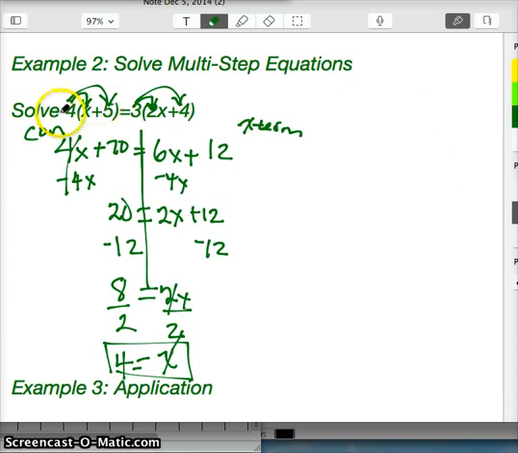Let's go through the steps again. We simplified both sides, and then we process through like we usually do. We choose one side for our x term, and then the other side for our constant term. Let's check out this application problem.